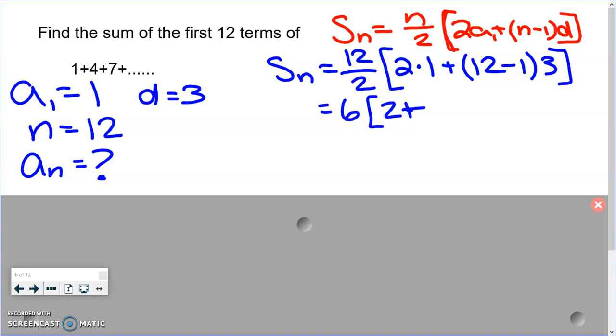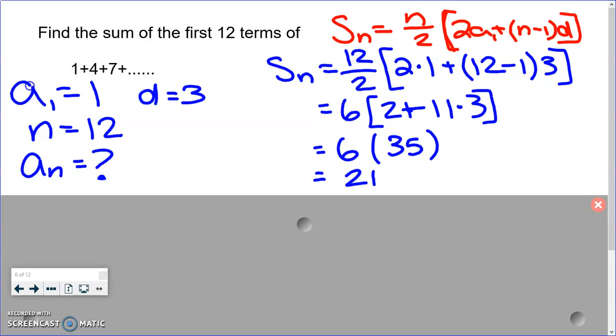Two plus 11 times 3. So if I wrote out the first 12 terms of the sequence and added each one together, my sum or total would be 210. We'll do one more example.